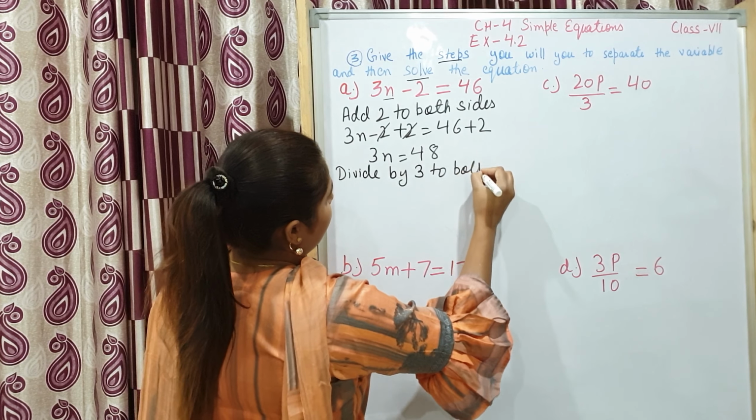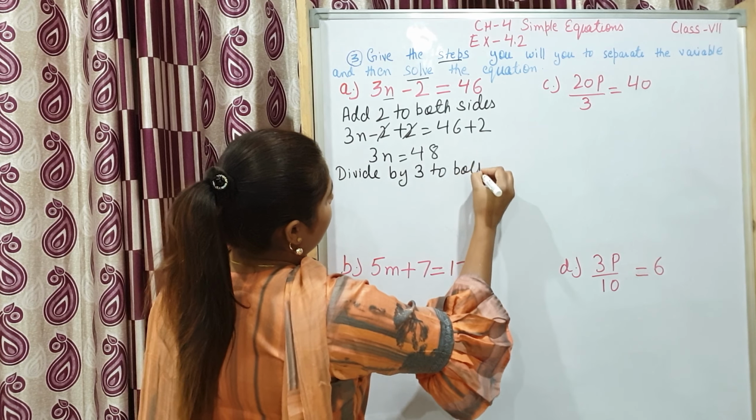Now h part, student. 3 and s both are multiplying. We do the opposite. We do the division. So divide by 3 to both sides. 3s upon 3, 0 upon 3. 3 cancel out. Now student, remember one thing. If in the denominator it is any number and in the numerator there is number 0, 0 divided by any number, your answer is 0. So the value of s is 0.